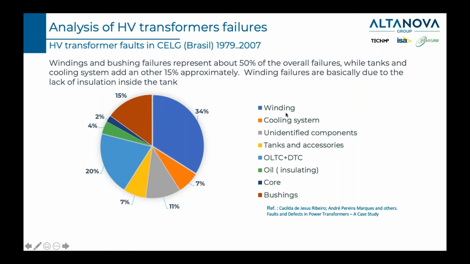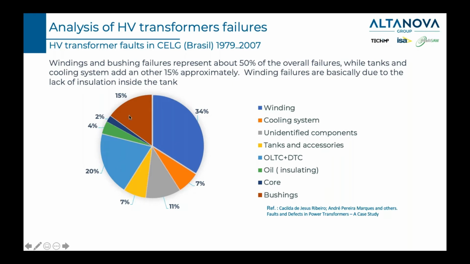So what we see here is that winding takes 34%. Also, we have 7% cooling, 11% unidentified components, tanks and accessories, and 20% is OLTC and DTC, which means on-load tap changer and the de-energized tap changer. Then we have oil, 4%, core, and bushings.